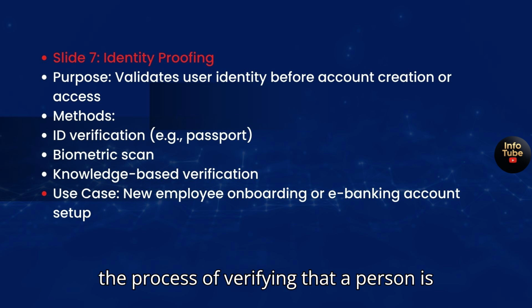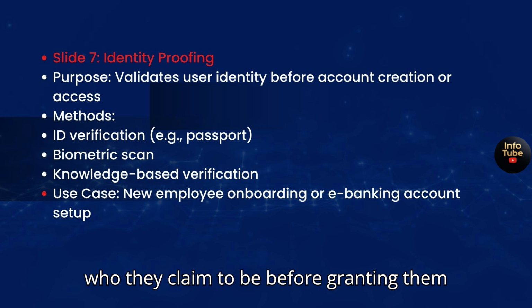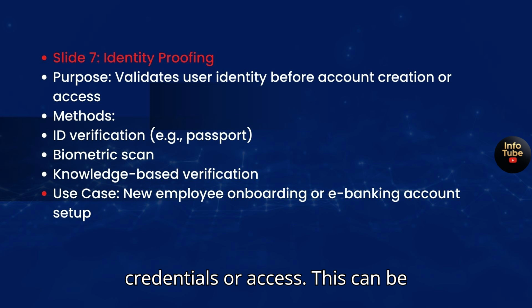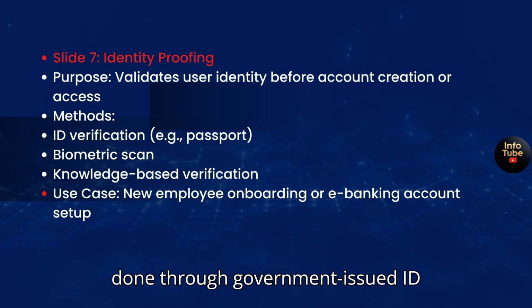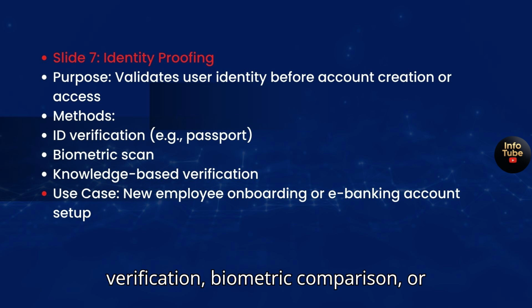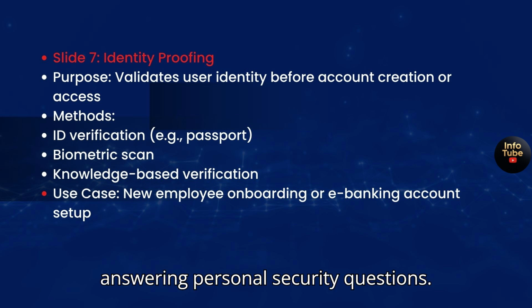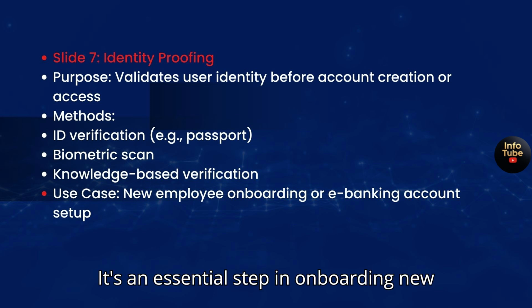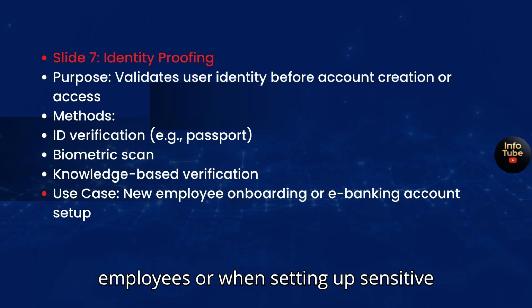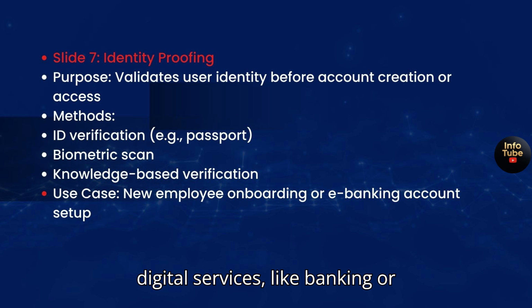Let's talk about identity proofing. Identity proofing is the process of verifying that a person is who they claim to be before granting them credentials or access. This can be done through government-issued ID verification, biometric comparison, or knowledge-based authentication, like answering personal security questions. It's an essential step in onboarding new employees or when setting up sensitive digital services, like banking or healthcare portals.